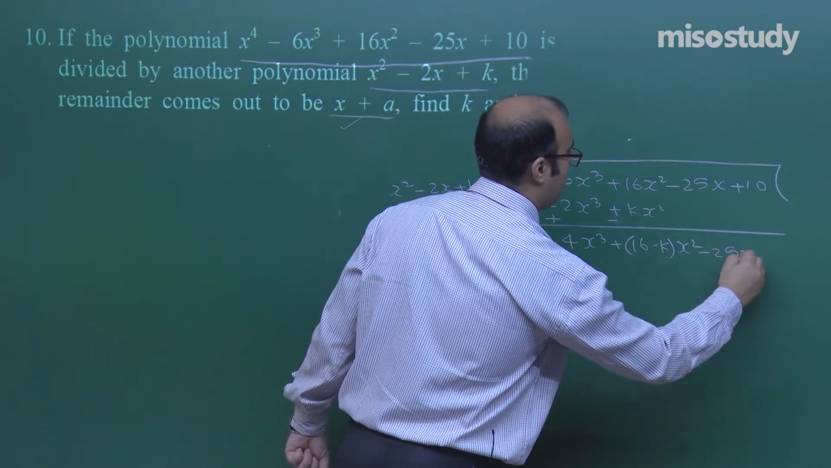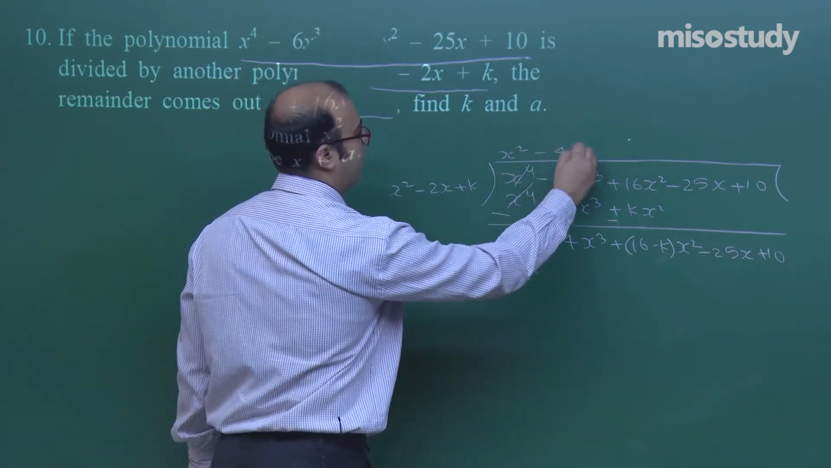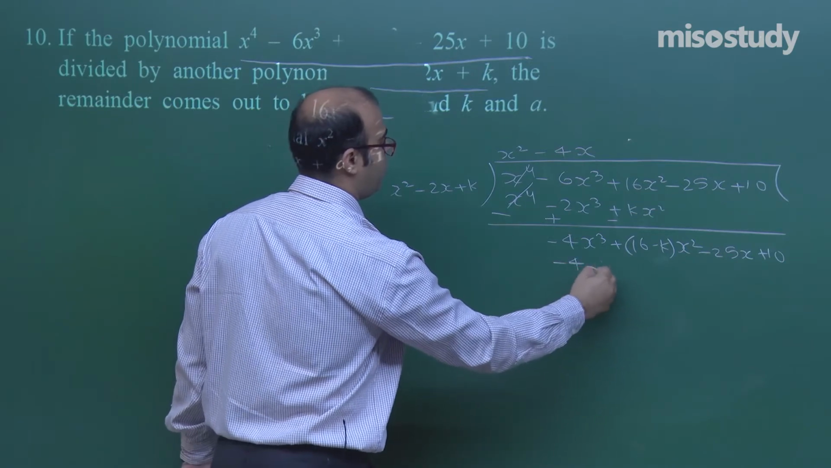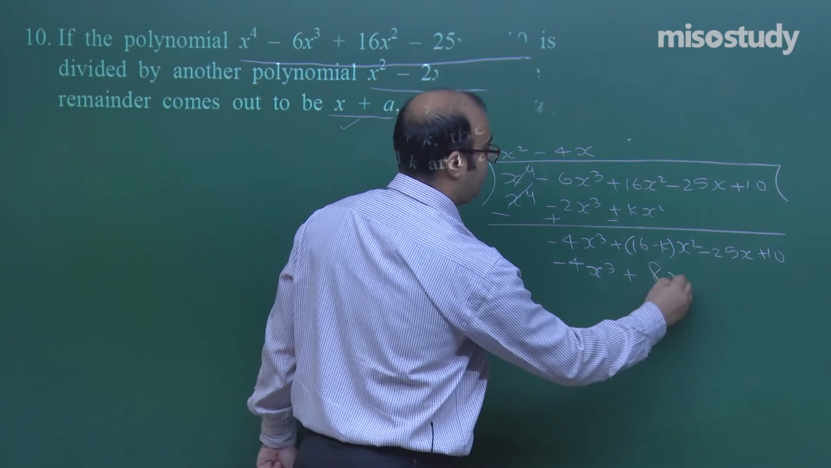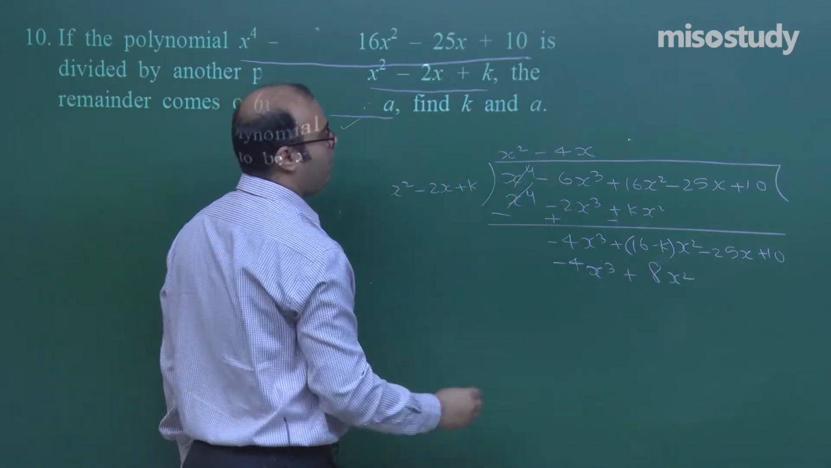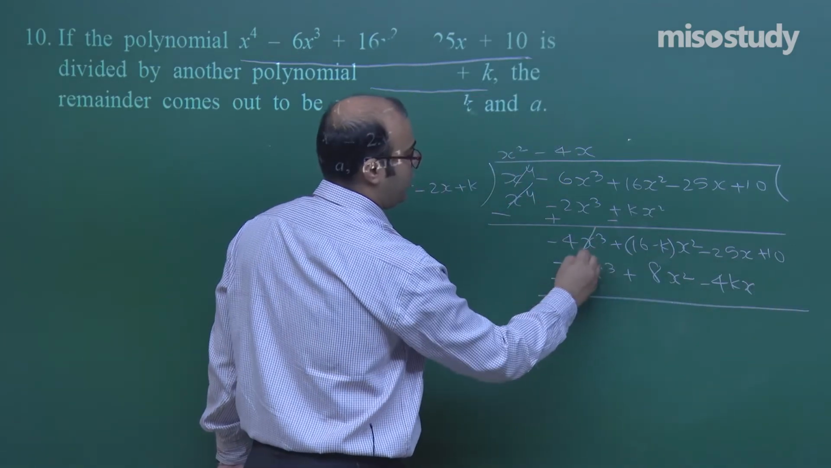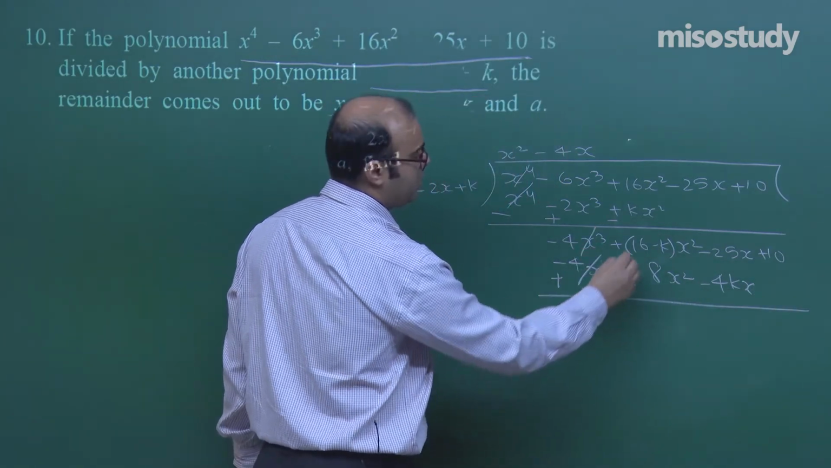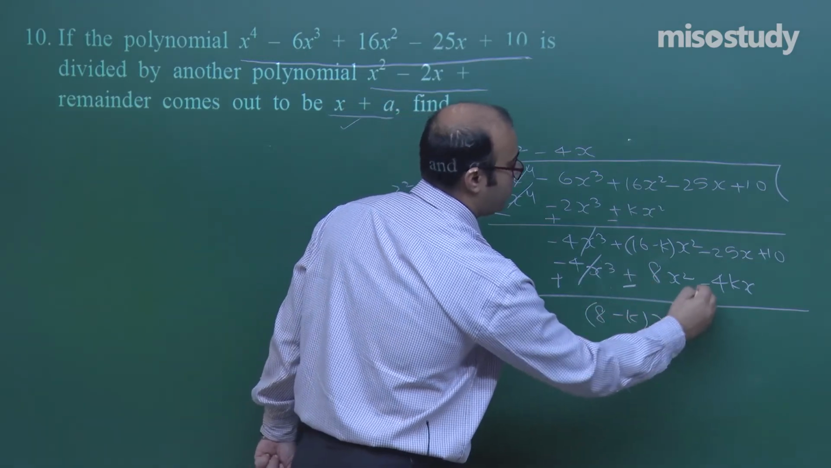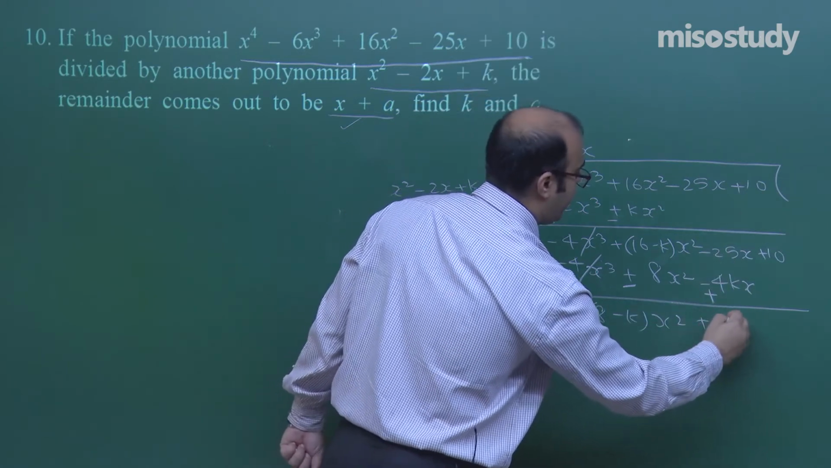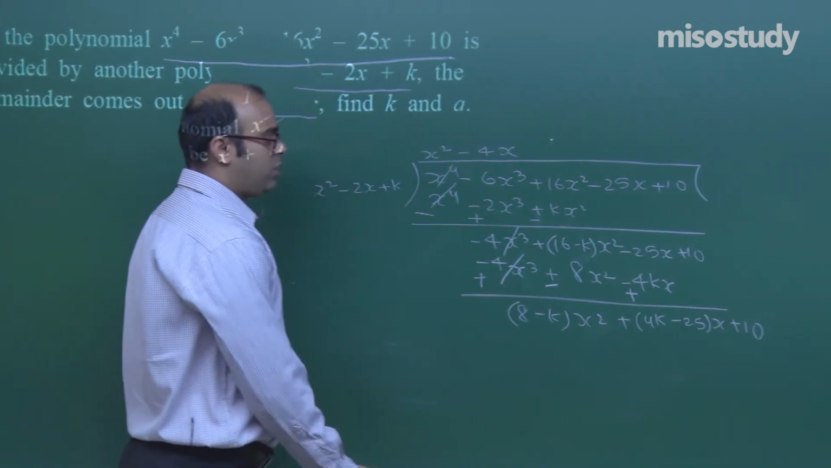Further minus 25x plus 10 we will write as it is. Then it will be multiplied with minus 4x. We will get minus 4x cube, and this when multiplied with this will give you plus 8x square. So, let us write plus 8x square, and k into minus 4x is minus 4kx. When the sign is changed after subtraction, plus this will be minus. So, 16 minus 8 is 8, 8 minus k x square. This will be plus, so plus 4kx minus 25x plus 10 as it is. So, this is what we have got.